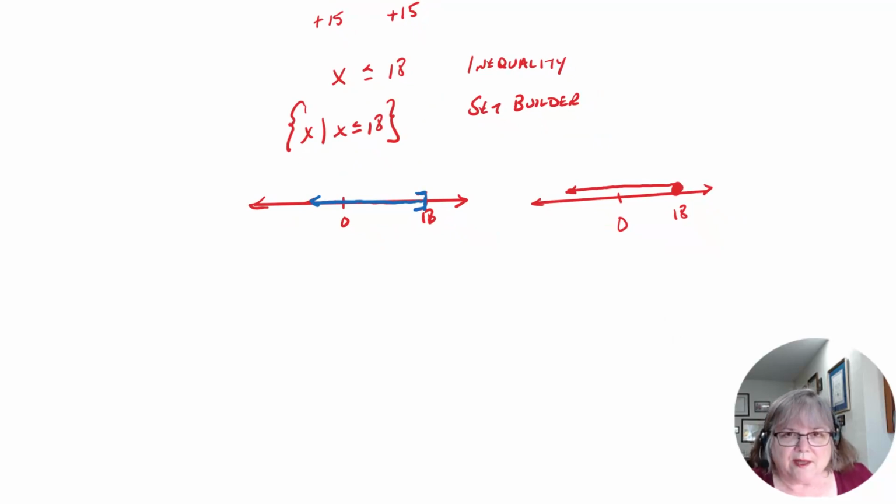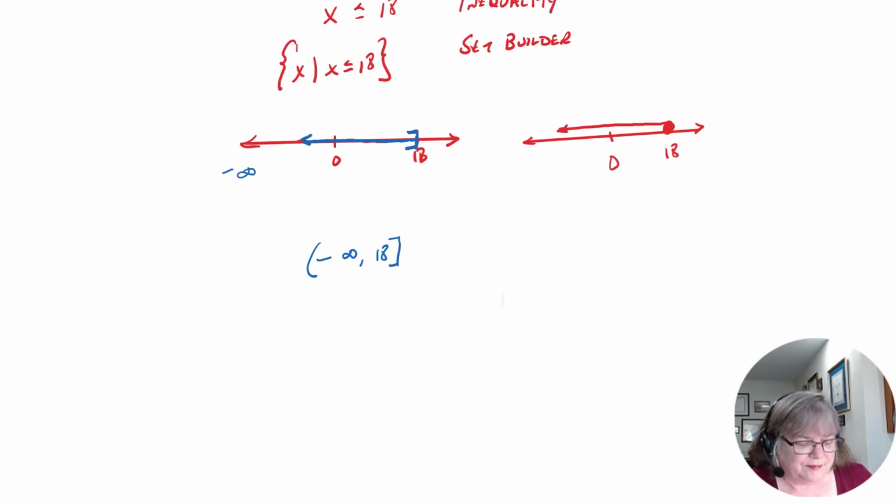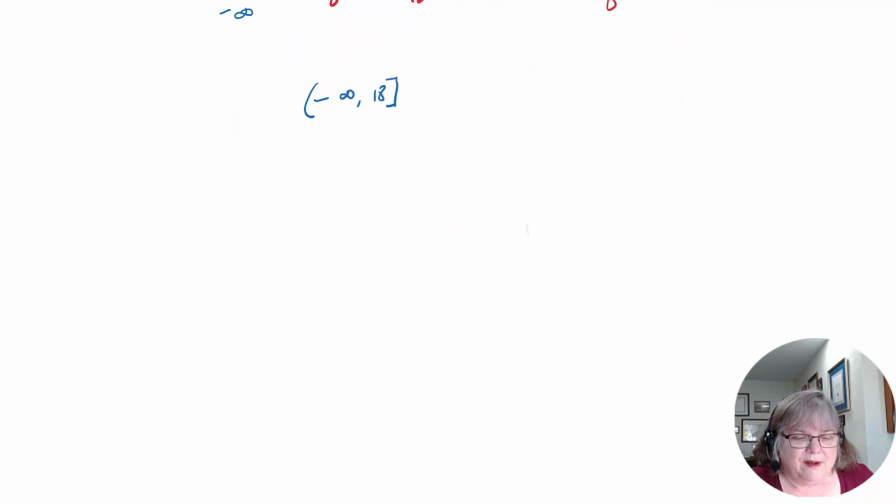And if I want interval notation, you go left to right. So your leftmost point is negative infinity. Your rightmost is 18. This is squared off. This is round. Okay. This one's kind of a little bit different.